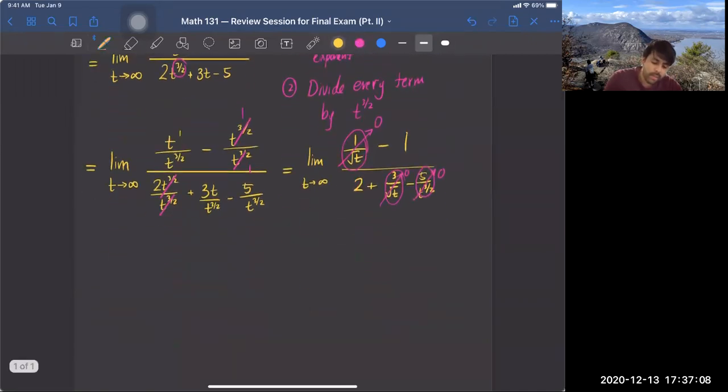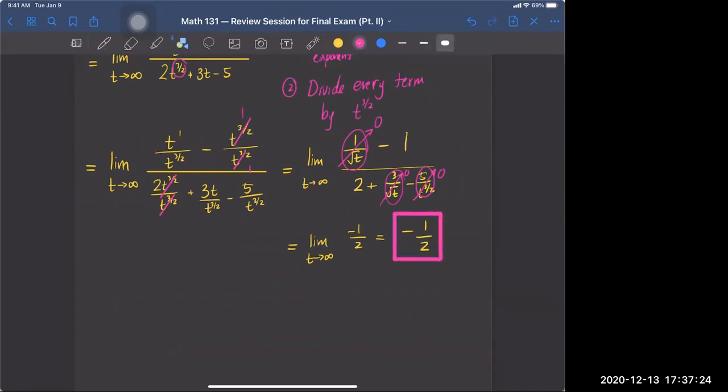And so then what's left is the limit as t goes to negative infinity of -1/2, which is just -1/2, because there is no t expression after you cancel everything out. So the limit is indeed -1/2.